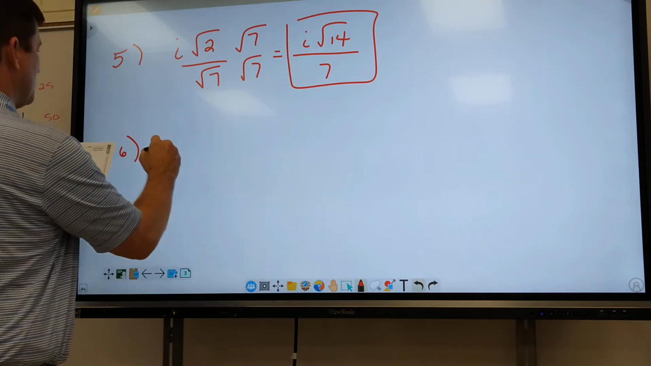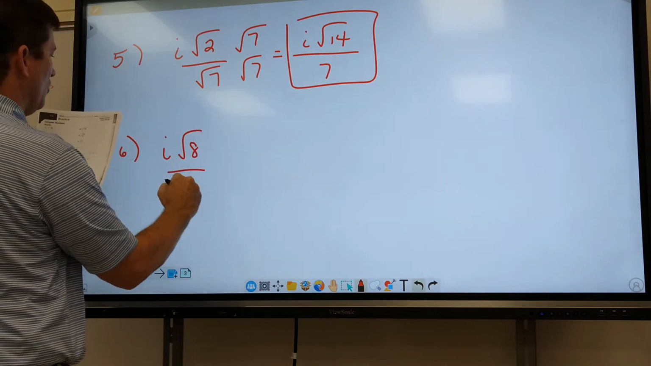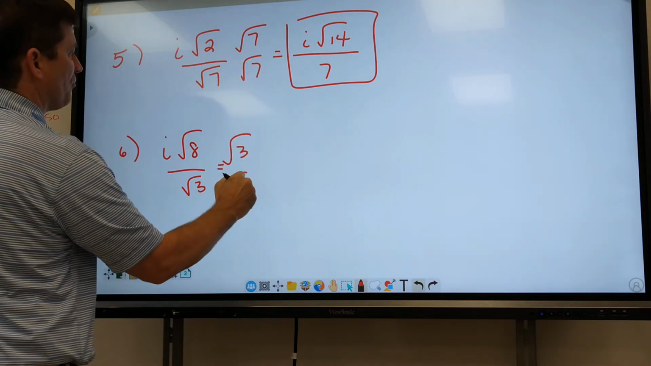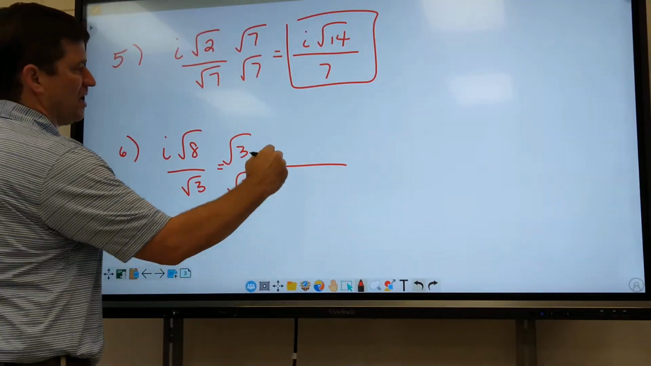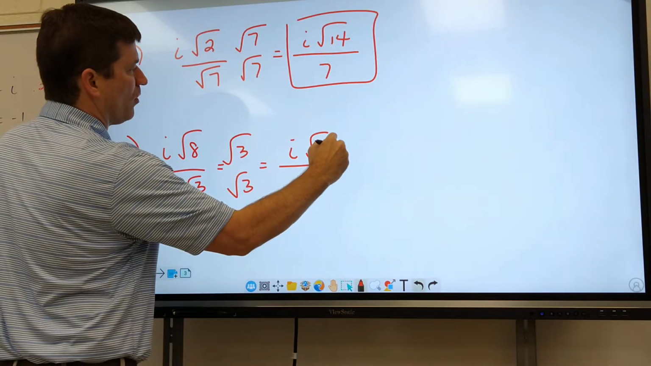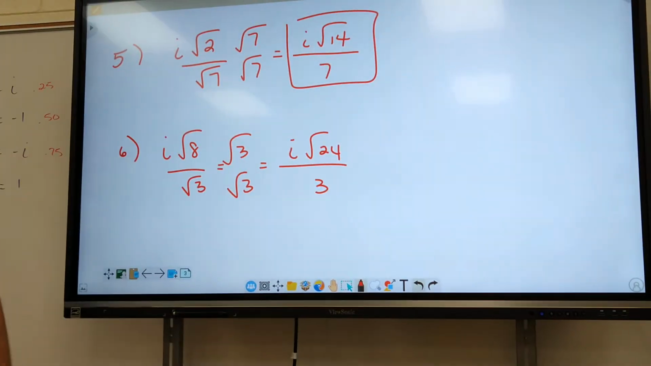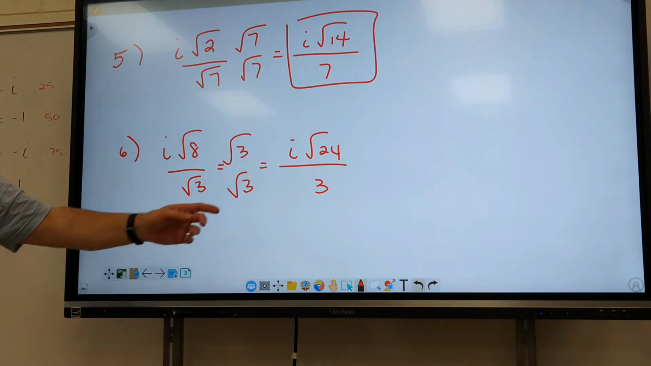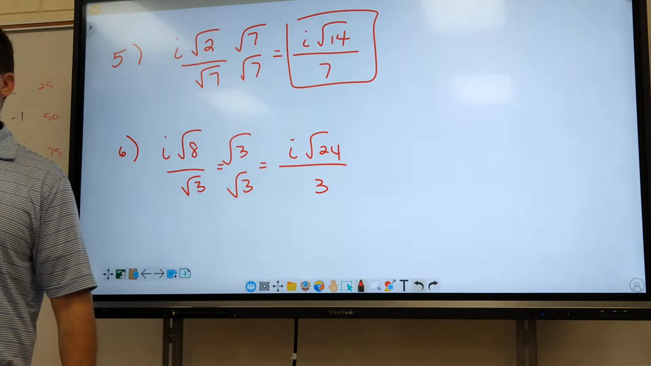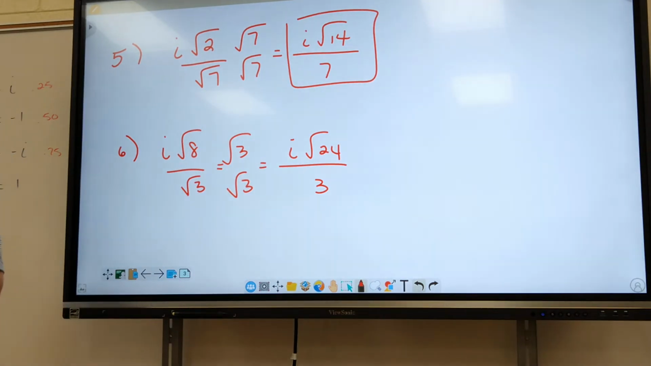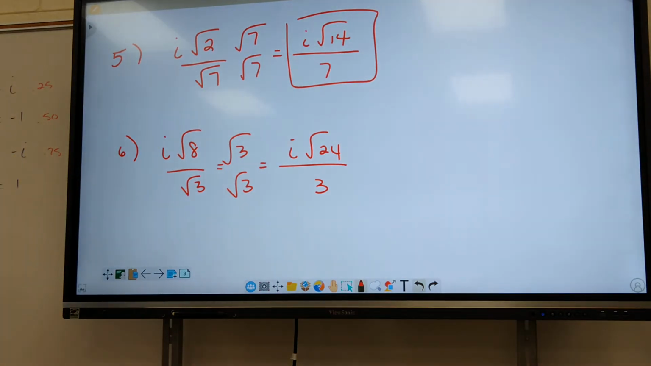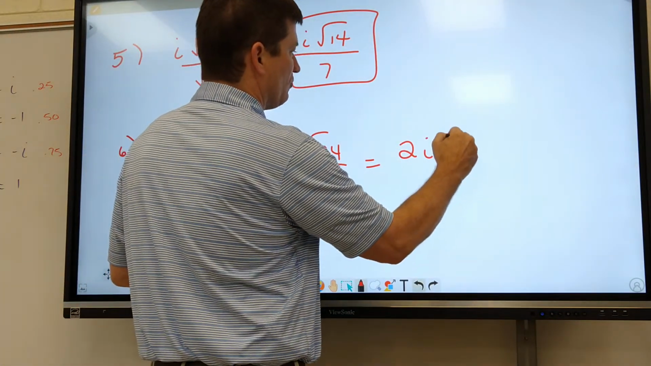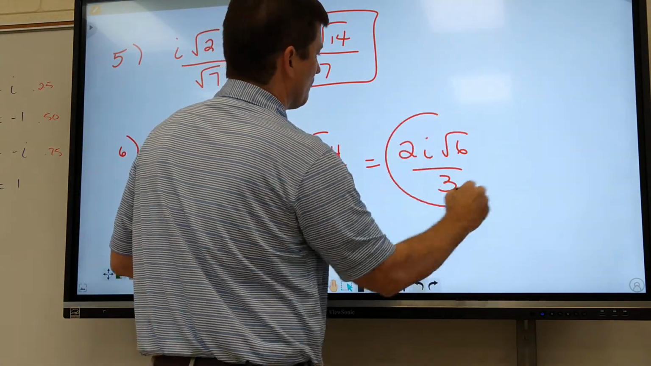All right, so number 6 is going to be i root 8 over 3. So I times by root 3 over root 3. On top, I got i root 24. On the bottom, I got 3. Now, we got to do an extra step on this one. The root 24, if you put it in your calculator, it will simplify. It gave me 2 root 6, so that's going to be 2i root 6 over 3.